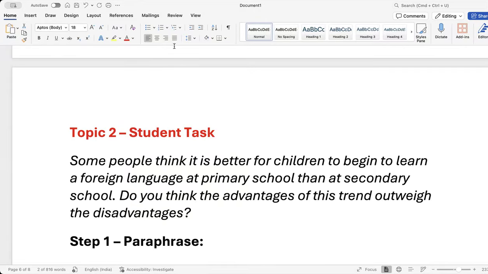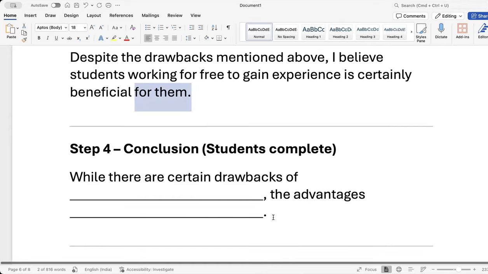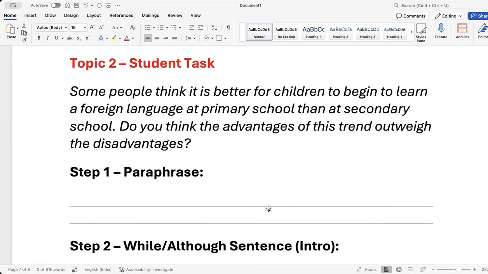If you have any questions, drawbacks used for what, sir? Drawbacks is another word for, Rajesh, disadvantages. While there are certain disadvantages of topic, drawbacks is another word for disadvantages. Nothing else. Okay. So now let's do it. You are going to help me.